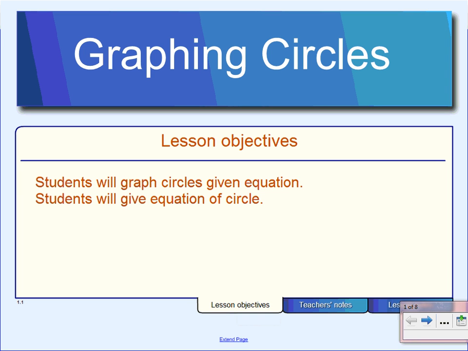Okay, today we're graphing circles. Two things we're going to be looking at. Students will be graphing circles given an equation, and you'll also be given the equation, and from that equation you're going to give me the circle. All right, so those are the two things we're going to be working on today.